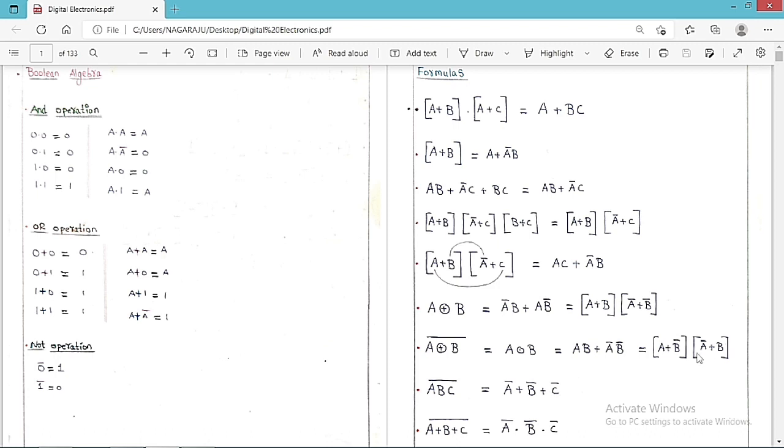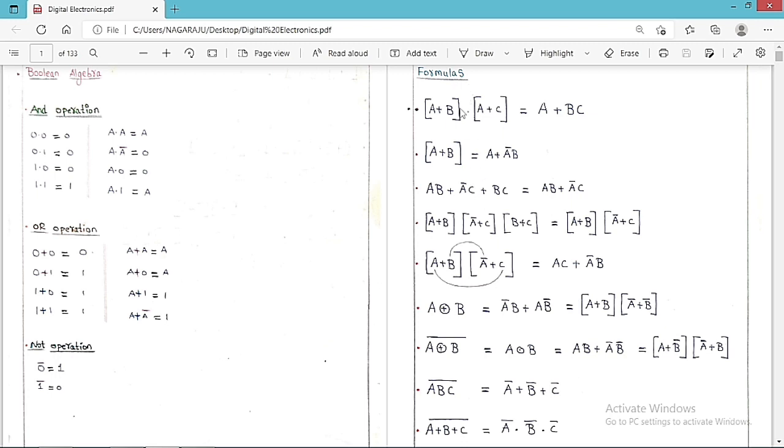So A into B plus A bar B bar, and (A into B into C) whole bar is equal to A bar + B bar + C bar, and (A + B + C) whole bar is equal to A bar into B bar into C bar. So these are the important formulas which are definitely used in digital electronics.